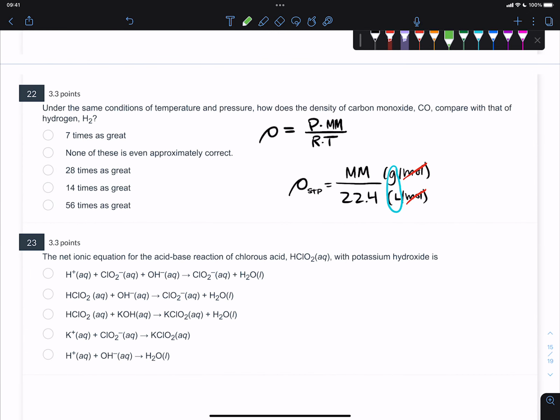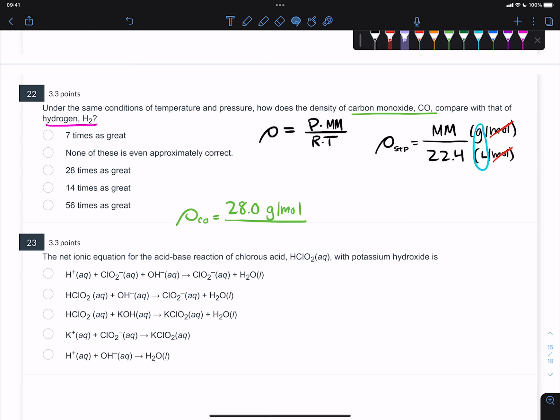So let's figure out the density of the carbon monoxide and that of hydrogen. These are relative densities. We don't know the actual conditions. We can't give you the actual densities. But under the same conditions, their relative densities will be locked in. So the density of carbon monoxide is going to be the molar mass of carbon monoxide. It's 16 plus 12, which is 28 grams per mole. And we're assuming these are STP conditions. We don't know the conditions, but it's easy for us just to make that assumption.